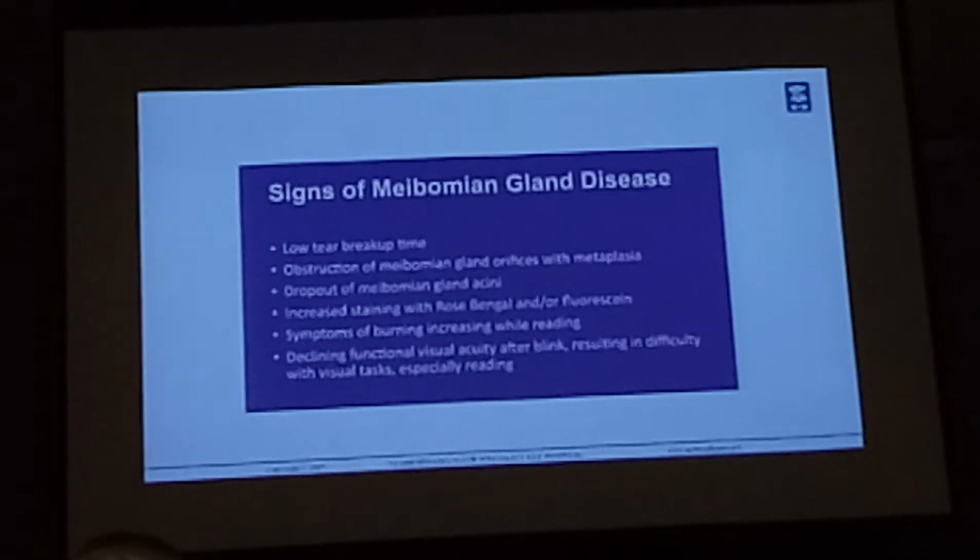So some of the signs of MGD are low tear breakup time, obstruction of the meibomian gland orifices and metaplasia, dropout of meibomian gland acini, increased staining with rose bengal and or fluorescein. Symptoms of burning increasing while reading, this is quite common, and you can ask the patients if their eyes start to burn if they are reading for a prolonged period of time or looking at the television. Declining visual acuity after a blink, resulting in difficulty with visual tasks, especially reading.